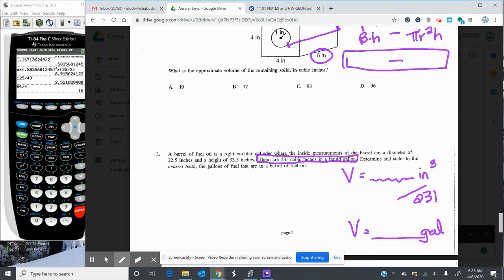Because again, we're going to something bigger. We have a small unit. To get to a bigger unit, we do have to divide. I know it seems a little bit backwards.